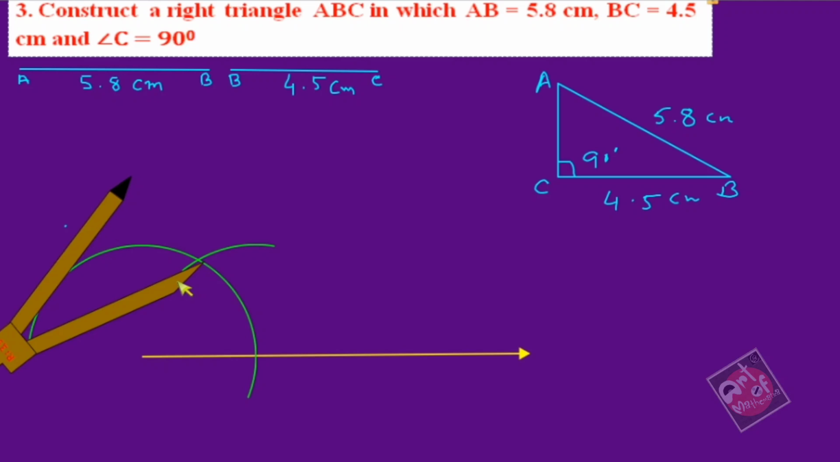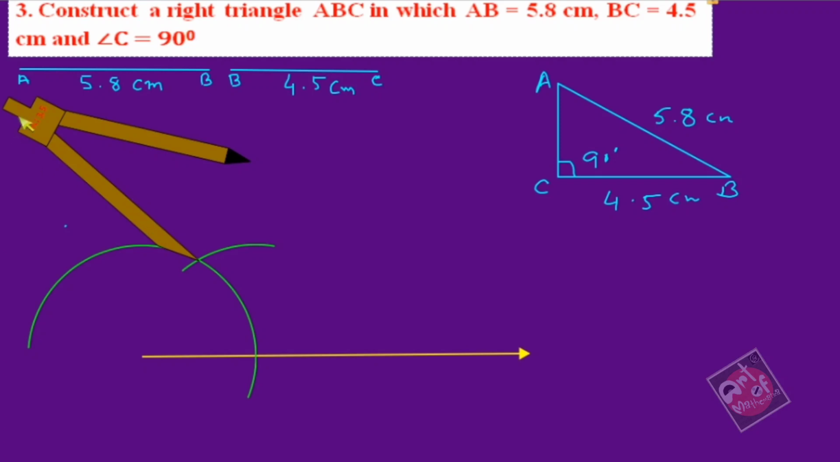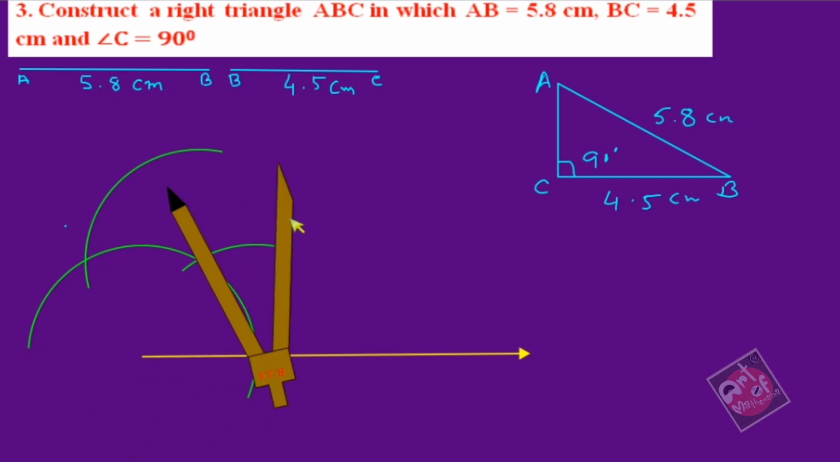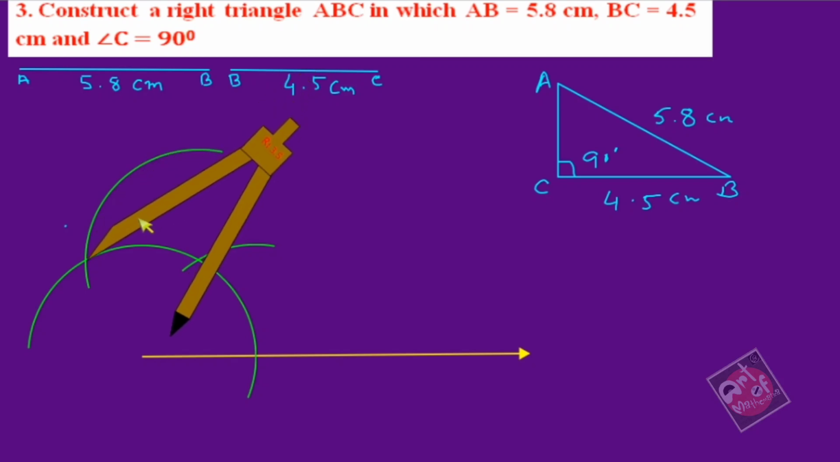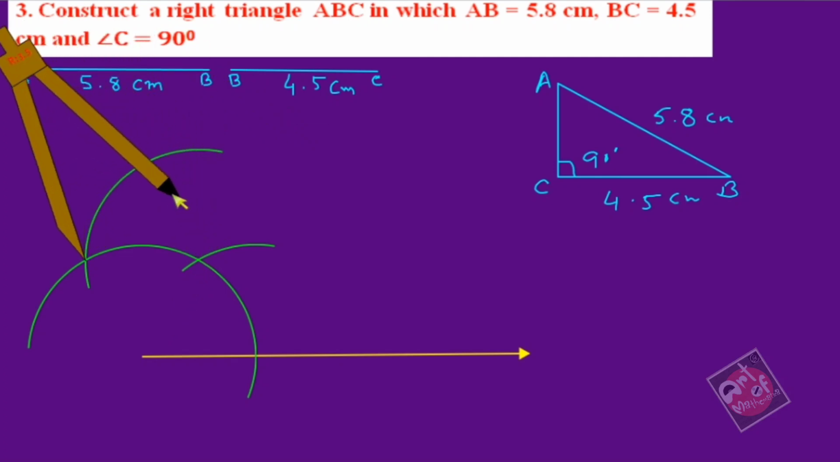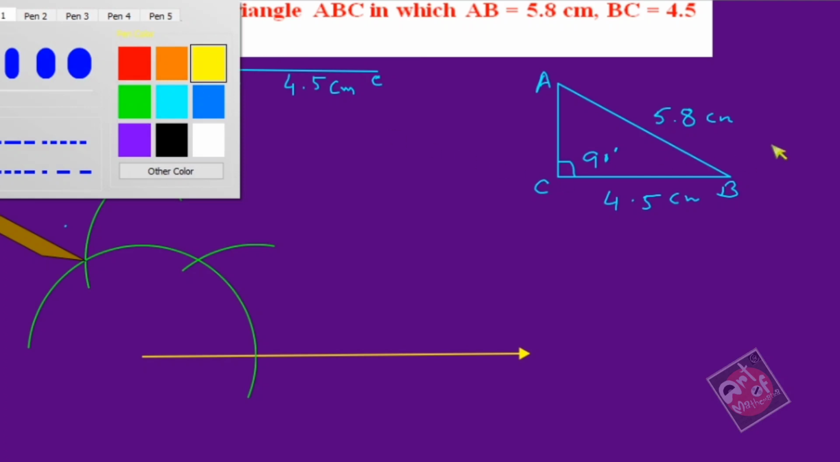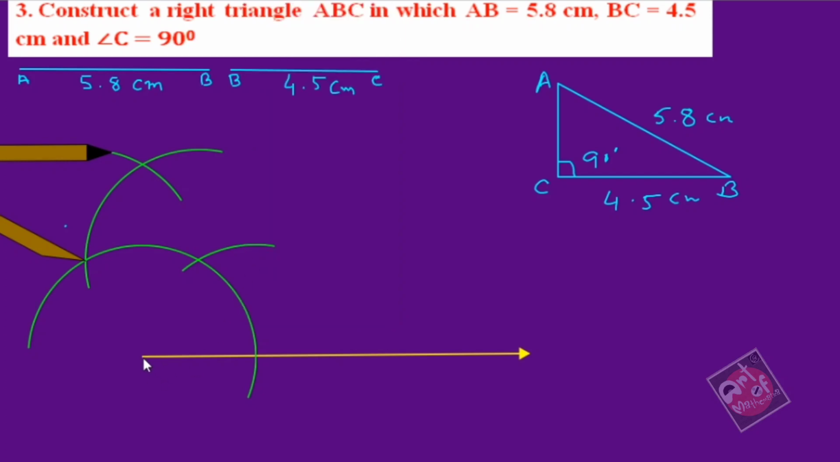Now from there, let me cut another arc that should intersect this arc. Now one more arc I have to cut, that is this. Now I have to join it. Whenever you join this, you will get the right angle. So here it is the ray I have taken. From this point join and extend. This is our 90 degree angle.